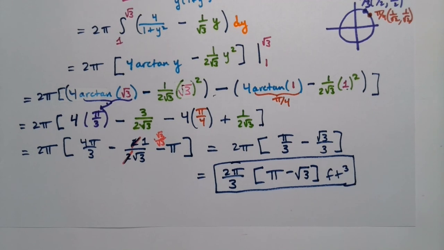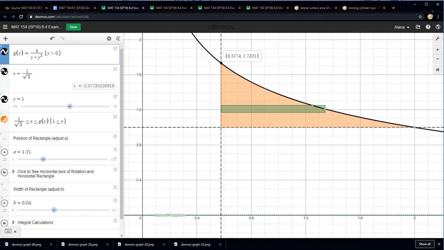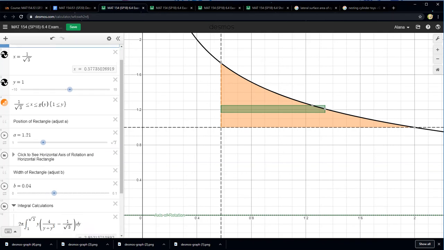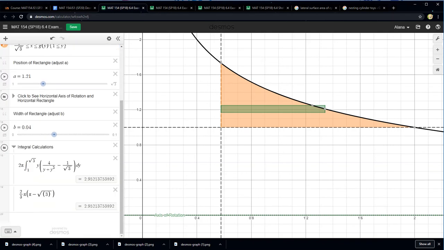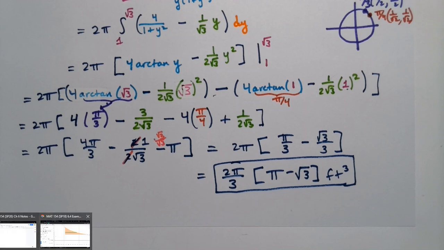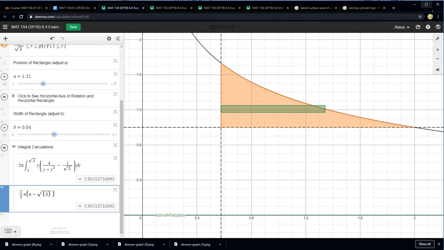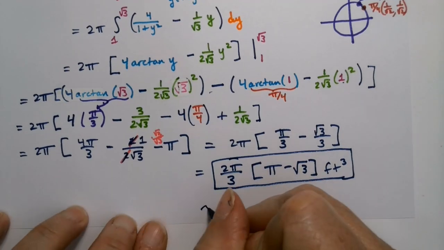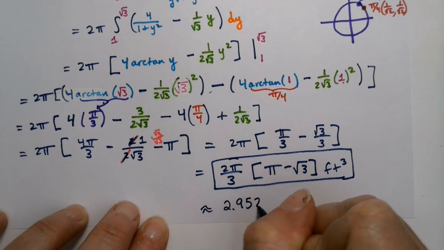Now I can check my answers with Desmos, because I have the integral calculations right here. So there's that integral of my original integral. I just typed it all in. You can type an integral with y, and there's 2 pi over 3 times pi minus the square root of 3, just like I said. So I indeed did all of my math correctly. Shockingly, it's true. Oh, what was the decimal of that? It was 2.952. So if we were looking for a decimal answer, we could say it's 2.952 feet cubed.